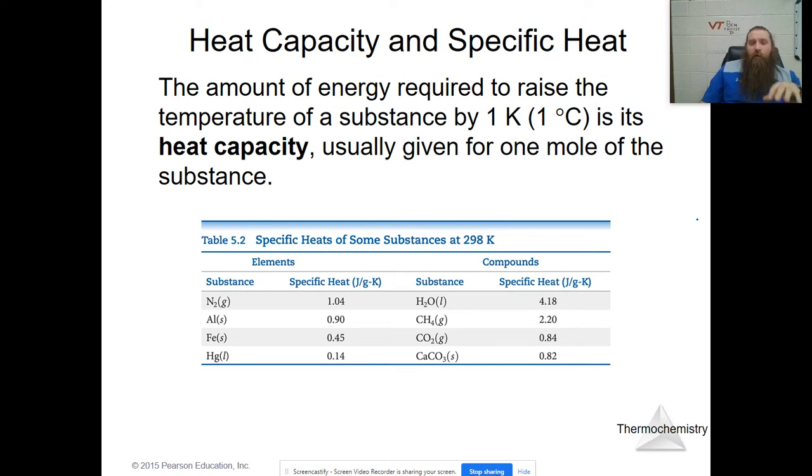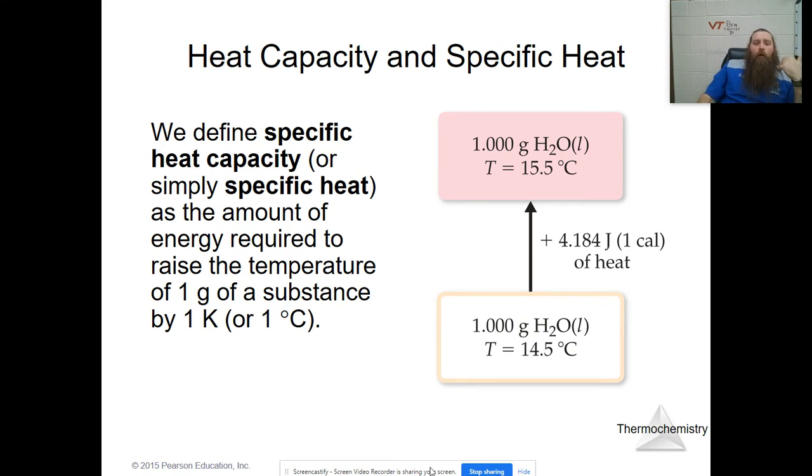So heat capacity is the amount of energy required to raise the temperature by 1 Kelvin, which is exactly the same as 1 degree Celsius. When you look these up, they're usually given in joules per gram Kelvin for specific heats. When you look at that number, that's usually for a mole of that substance. So for N2, it'd be 4.18 joules per gram Kelvin. Now, when we say specific heat, we are simultaneously saying specific heat capacity, the same thing. It's the amount of energy required to raise the temperature of 1 gram of that substance by 1 Kelvin, okay?